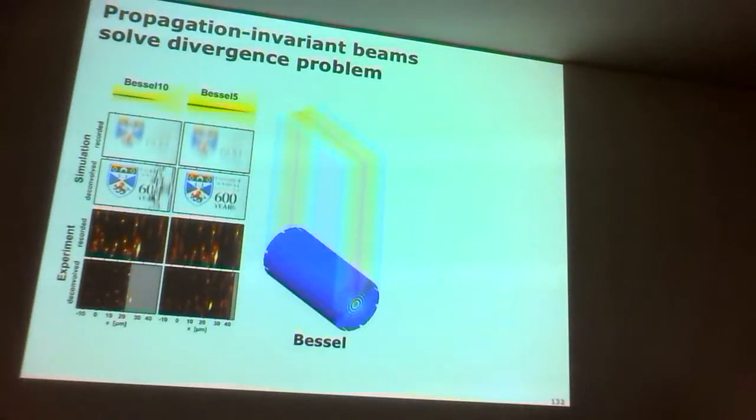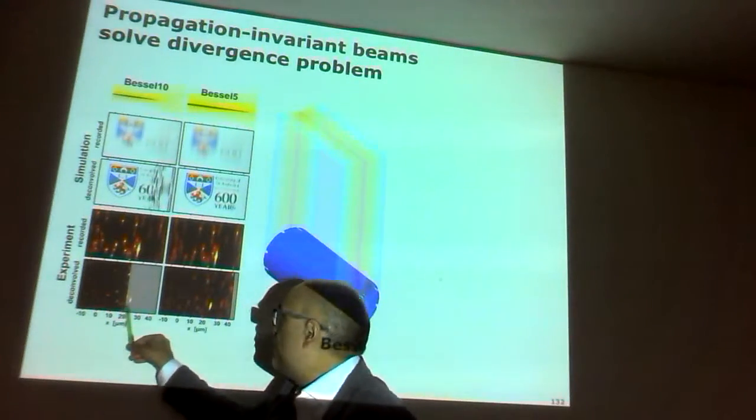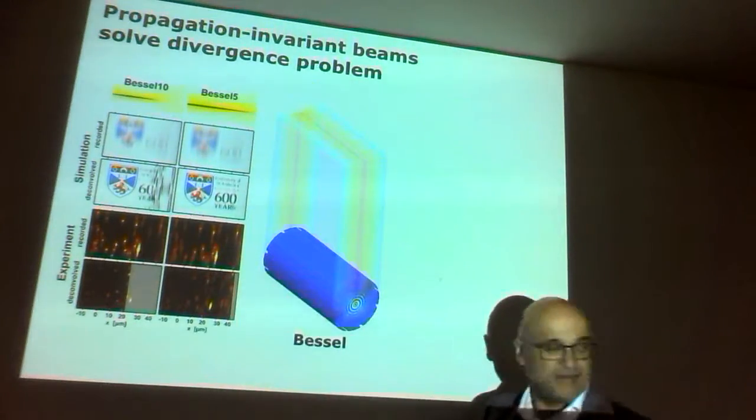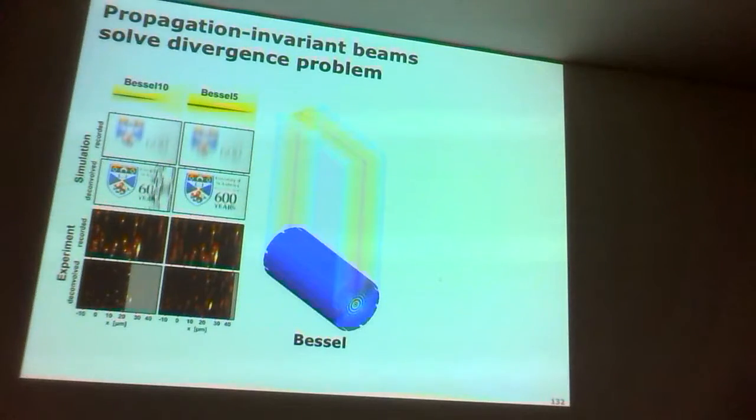What about Bessel? Bessel does a little better, but remember it was 16% of the first ring that was added. So you can see it's now starting to give me a little bit better field of view, but I start to see a blurring. Okay? I start to see a blurring from those outer rings as I go further away. Not surprising.